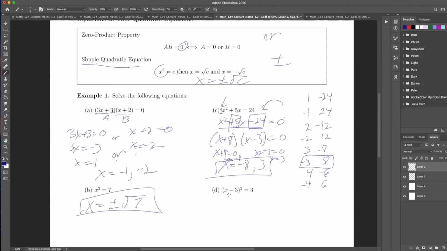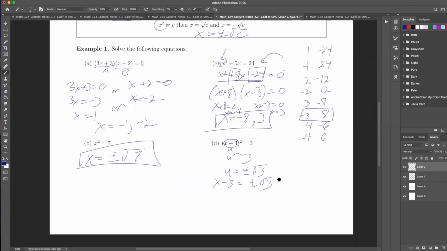Here, if I have x minus 3, I can treat all of this as some variable u, right? And this will be u squared equal to 3. And that means u equals plus or minus the square root of 3. And then I can write in what u was, which is x minus 3 equals plus or minus the square root of 3. Or I can have x equal, and then I move the negative 3 over, so I get 3 plus or minus square root of 3. Do you need to do this u substitution? No, right?